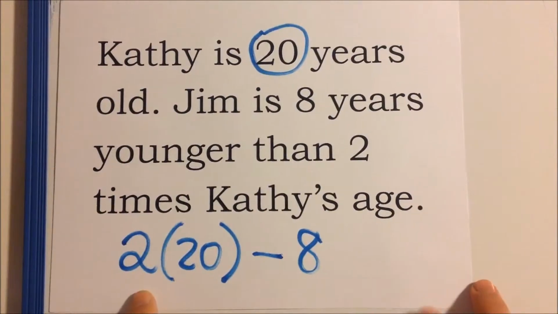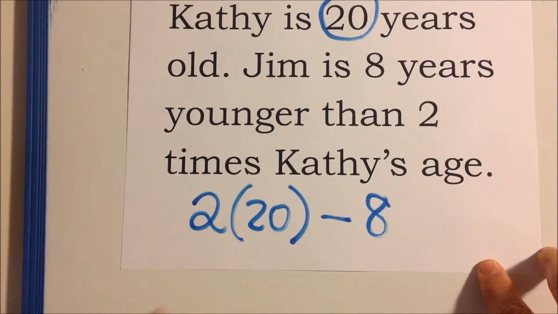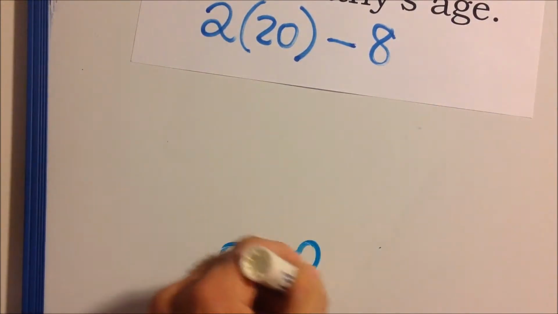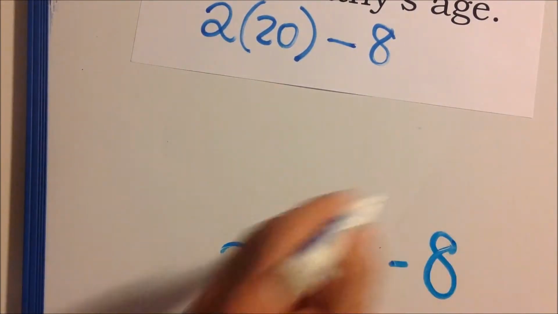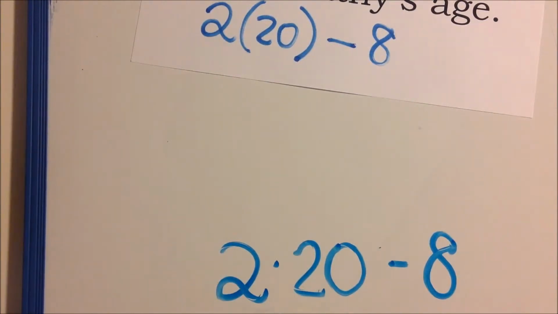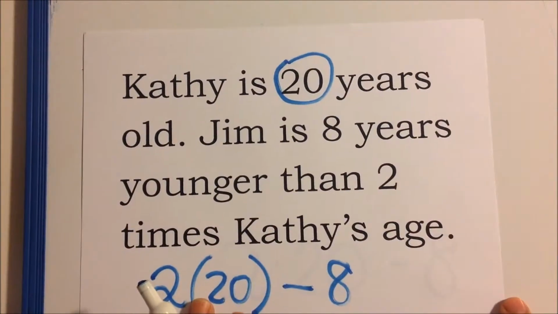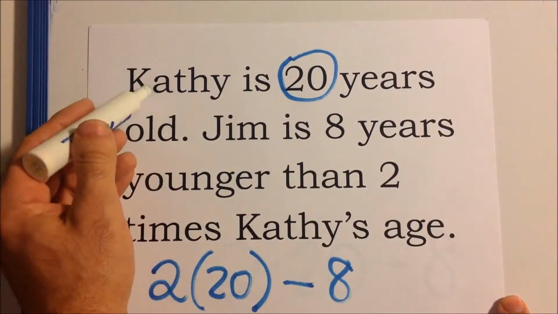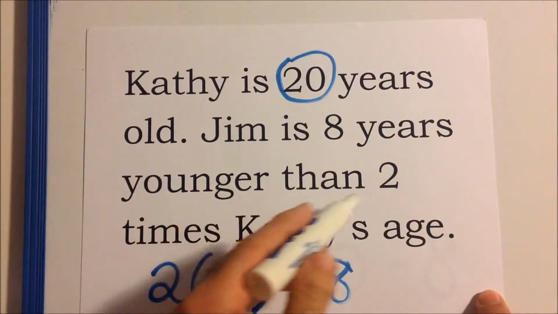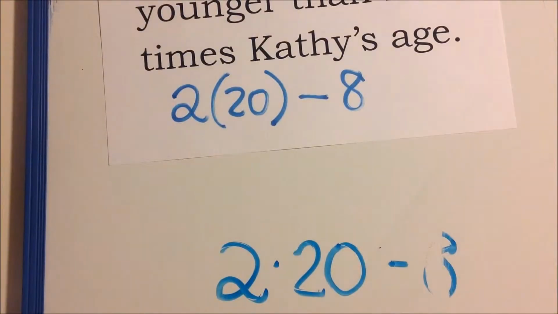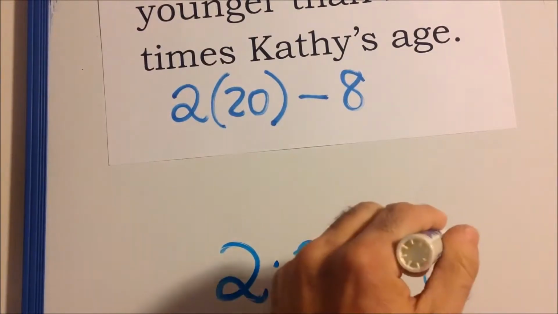Now, let me clear this up. This means multiplication. So you could write it also like this. He's 2 times Kathy's age minus 8. So again, if we look at this, it says Jim is 8 years younger. Now, he's not 8 years younger than Kathy. He's 8 years younger than 2 times Kathy's age. So you have to be careful when you read these. And again, the answer is 2 times 20 minus 8.